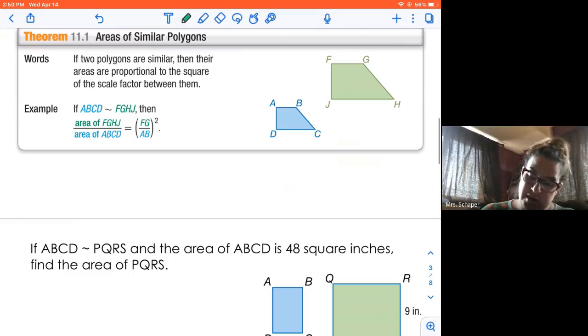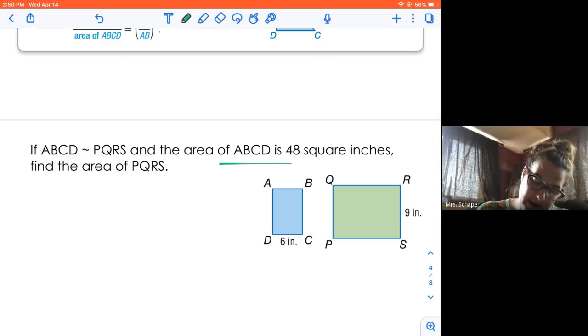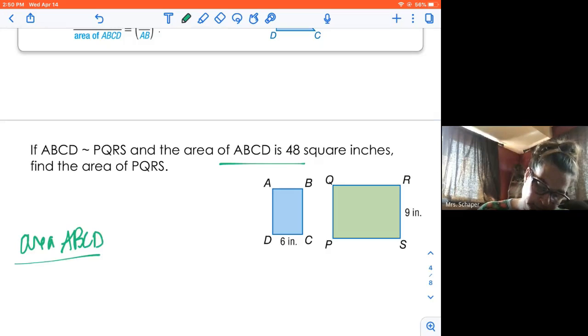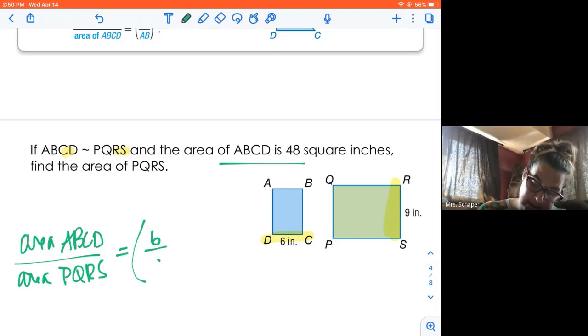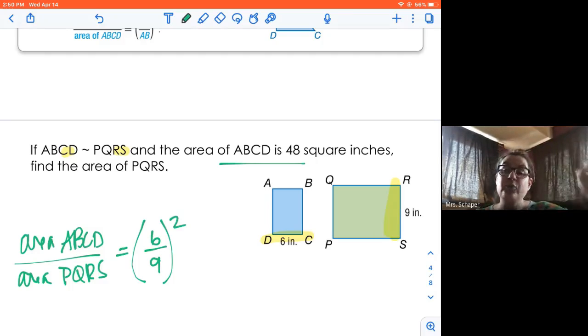So let's take a look at this. The area of ABCD is to the area of PQRS, and that's going to be equal to DC over RS, that quantity squared. The reason it's the quantity squared is because we're talking area.